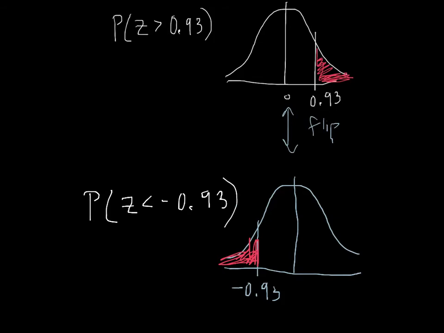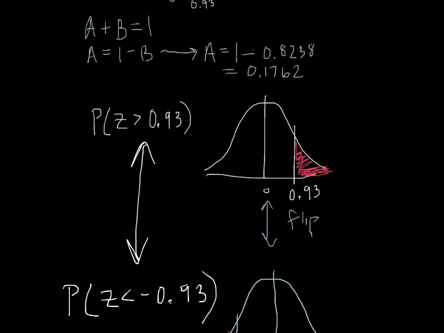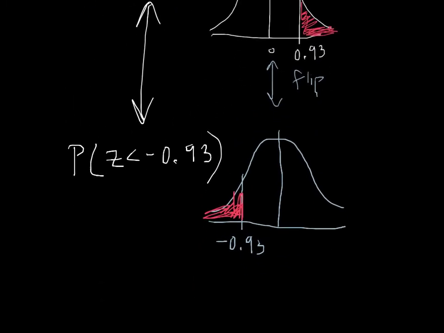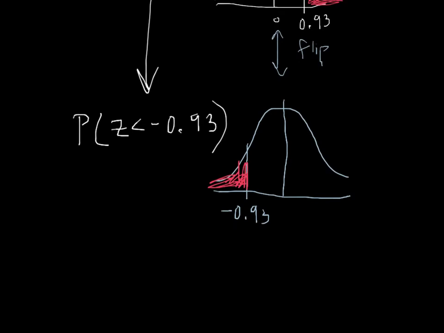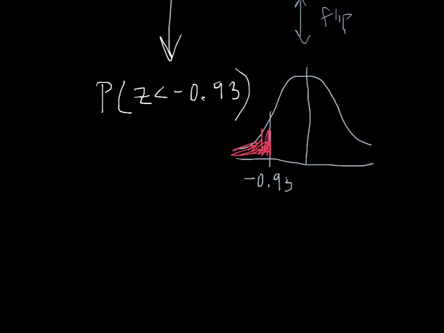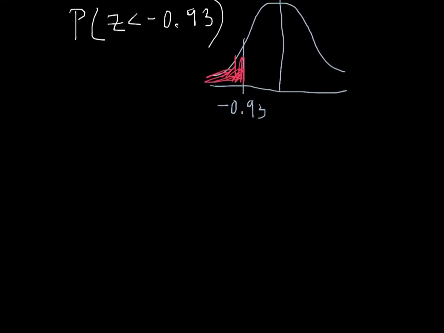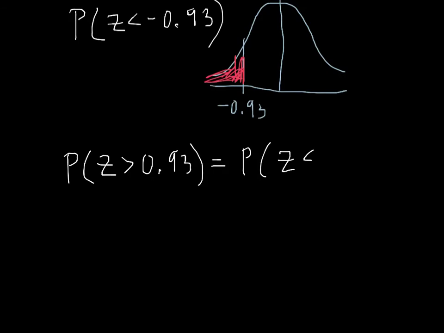You get the same answer. Those are the same because of the symmetry. So you can either use complements or just flip it over and find the area to the left. And that will be just right off the table again, okay? So this right here, let me write out maybe an overkill series of statements here, just to make sure we're clear on this, all right? The probability that z is greater than 0.93 equals the probability that z is less than negative 0.93, which again equals 0.8238.